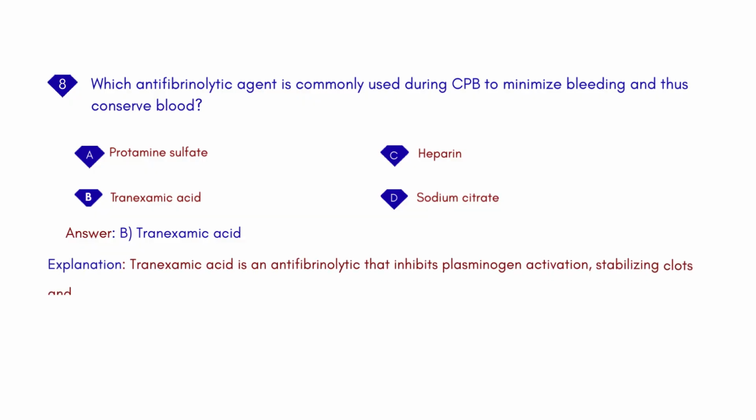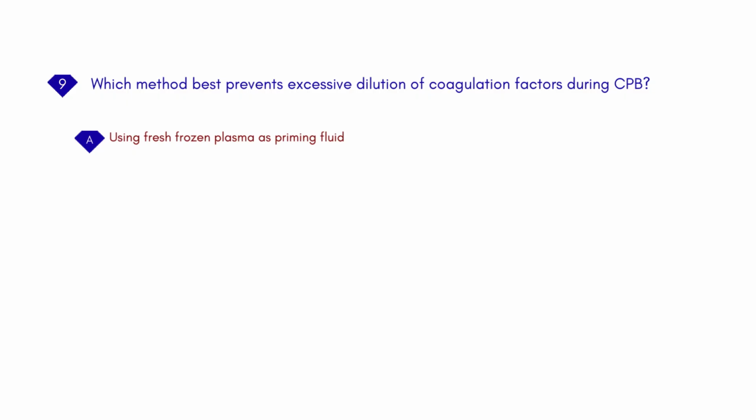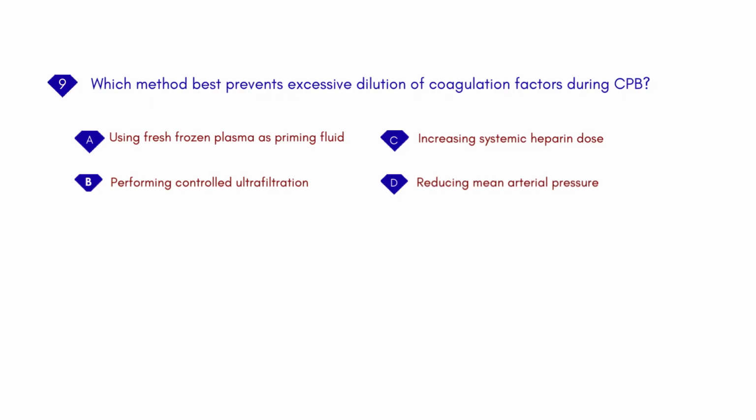Explanation: tranexamic acid is an antifibrinolytic that inhibits plasminogen activation, stabilizing clots and reducing intraoperative and postoperative bleeding. This helps in conserving the patient's blood during and after CPB. Which method best prevents excessive dilution of coagulation factors during CPB? A. Using fresh frozen plasma as priming fluid. B. Performing controlled ultrafiltration. C. Increasing systemic heparin dose. D. Reducing mean arterial pressure. Answer: A. Using fresh frozen plasma as priming fluid.